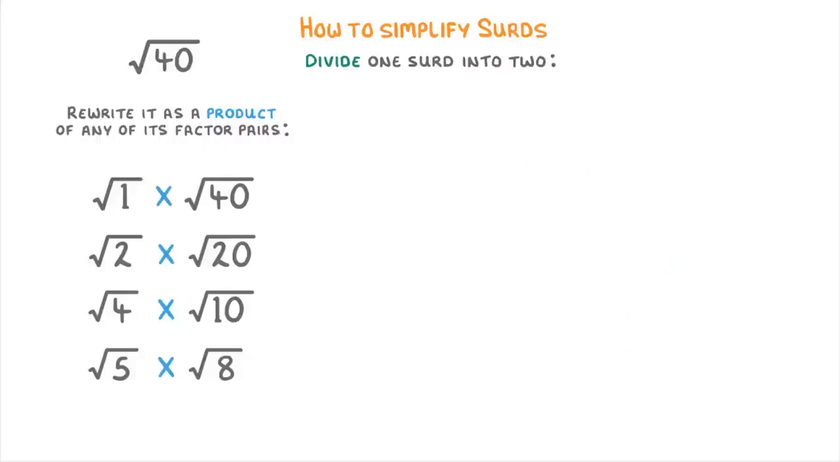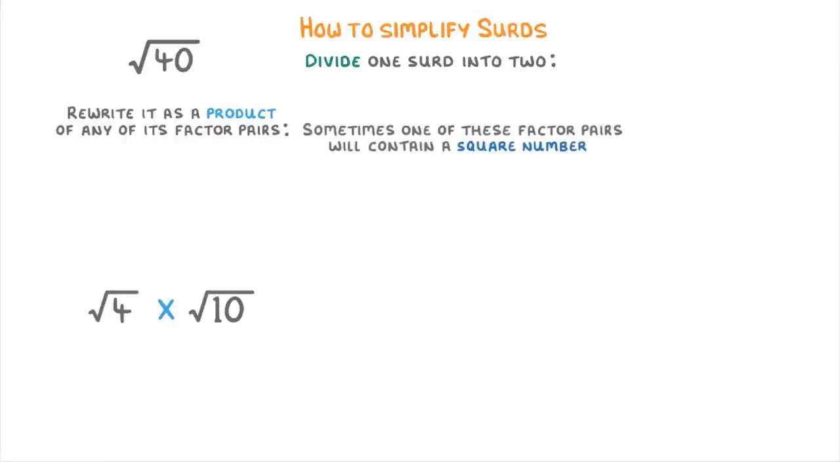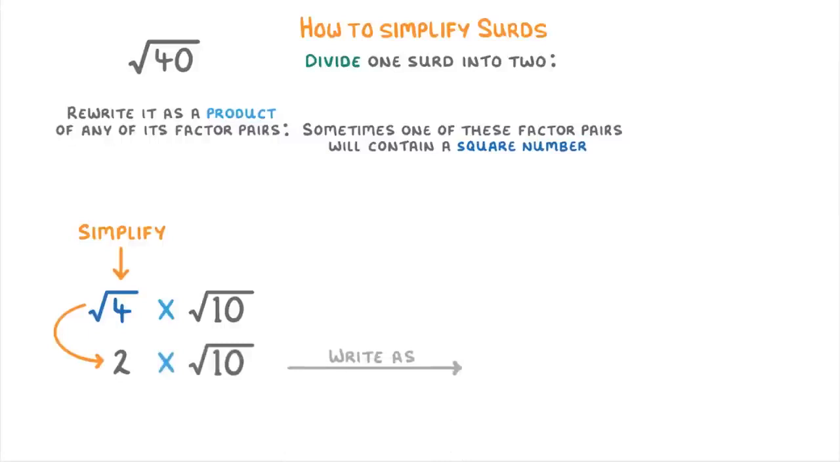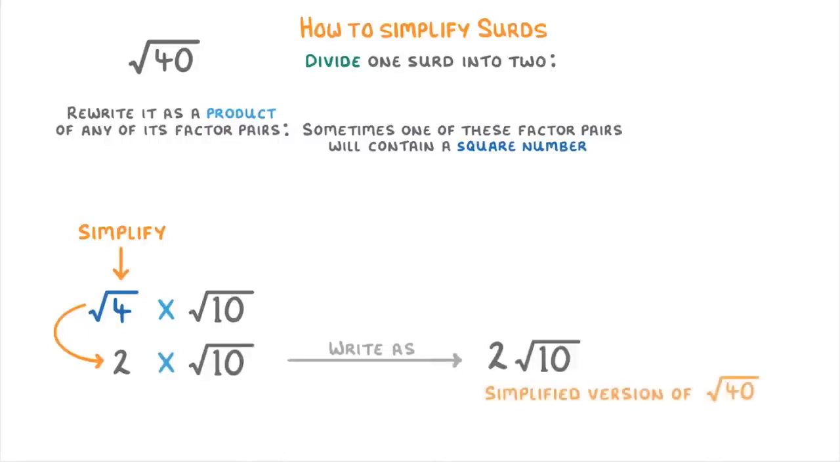Getting back to writing them as the product of their factor pairs though, the benefit of doing this is that sometimes one of these factor pairs will contain a square number, like this one here, which has a root 4. Because 4 is a square number, we can simplify the root 4 to a 2, so that it becomes 2 times root 10, which we write as 2 root 10. So 2 root 10 is a simplified version of square root 40. And that's all we need to do to simplify a surd.